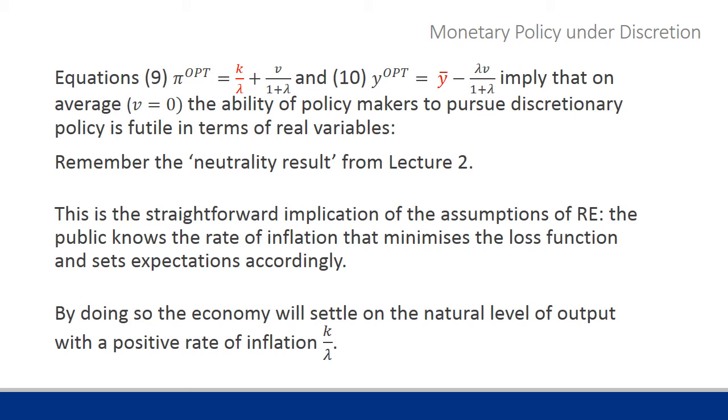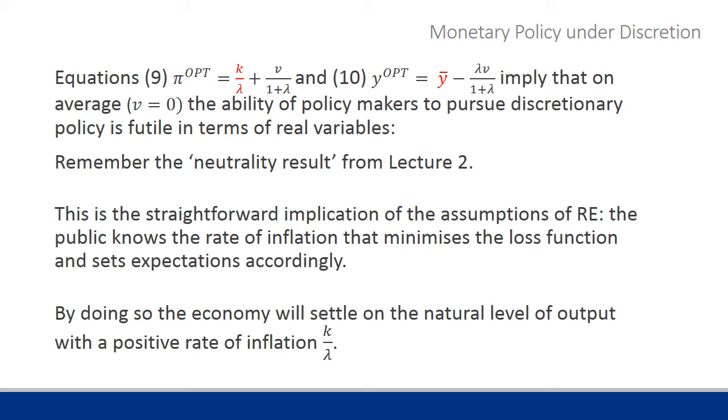Let's discuss the solutions for optimal inflation and optimal output. We have that optimal inflation is equal to k over λ plus v over 1 plus λ, and optimal output is ȳ minus λv over 1 plus λ. And notice that in the case of v equal to 0, in other words, on average, there will be no real effect. Output will be around its natural rate, and inflation will be positive. And this is the neutrality result that we got from lecture 2 under the solution to the rational expectations model.